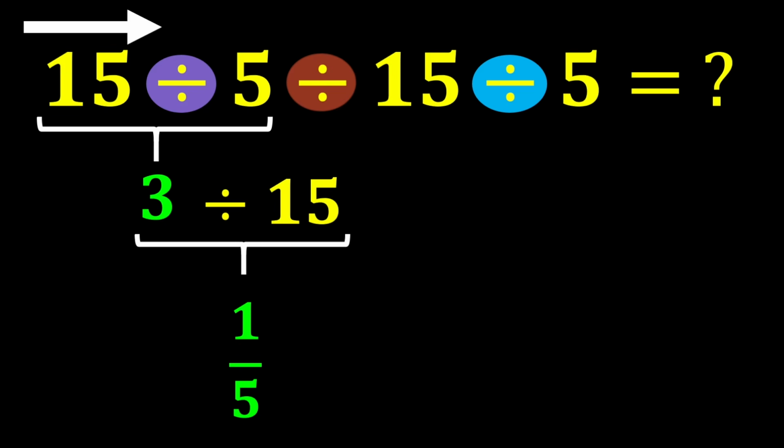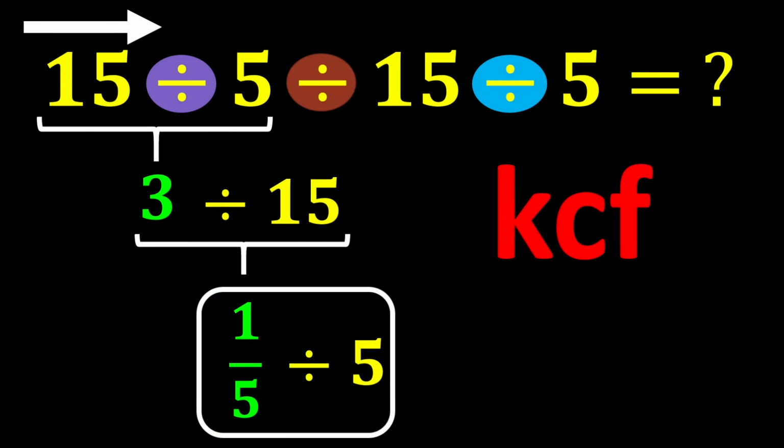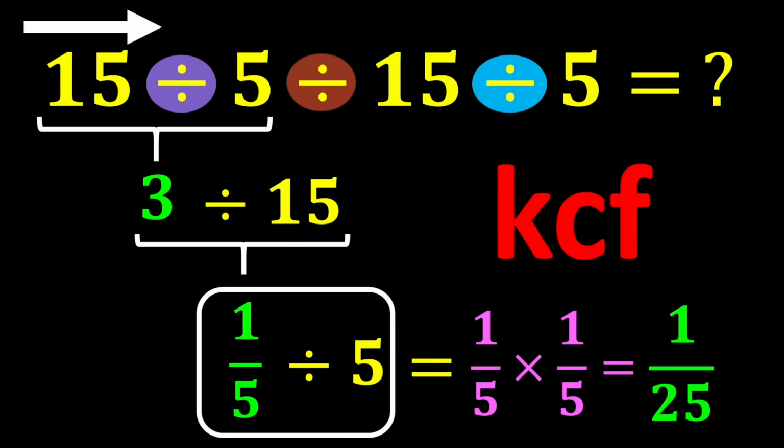In the end, we must calculate 1 over 5 divided by 5. To solve this part, we use the KCF rule. K stands for keep, C stands for change, and F stands for flip. The KCF rule is a simple rule for dividing fractions. According to this rule, we keep the first number as it is, change the division sign to multiplication, and flip the second number. According to the KCF rule, we keep 1 over 5 as it is, change division to multiplication, and flip 5. 1 over 5 times 1 over 5 gives us the final answer, 1 over 25.